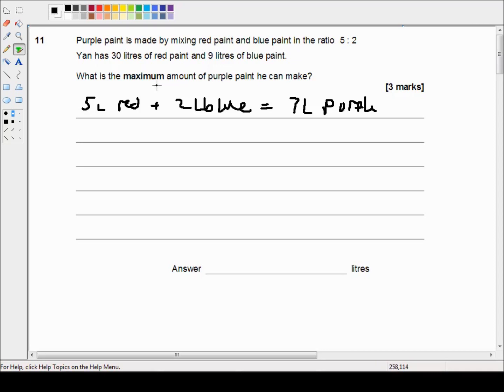Okay, so we need to find out which he's going to run out of first. Is he going to run out of red paint first, or is he going to run out of blue paint first? Well, let's experiment with the red paint. So let's pretend he's got enough blue paint and he's using up all his red paint. He's got 30 litres of red paint and he needs 5 litres to make a single batch. So he can make 30 divided by 5 is equal to 6 batches.